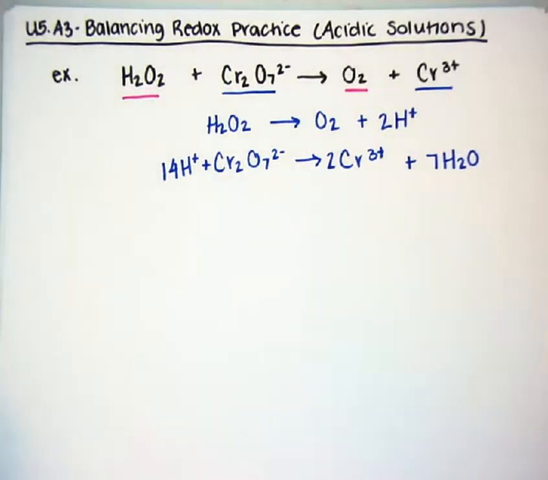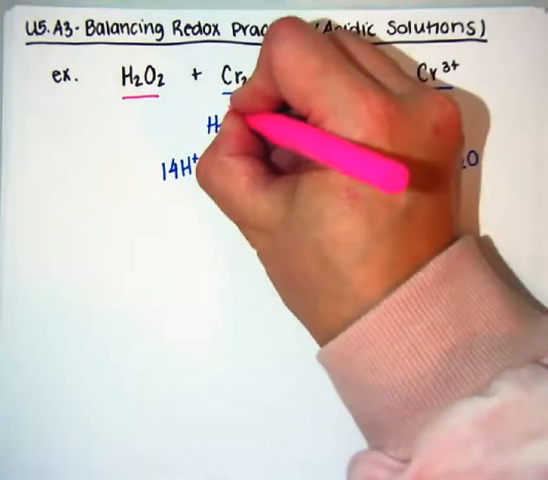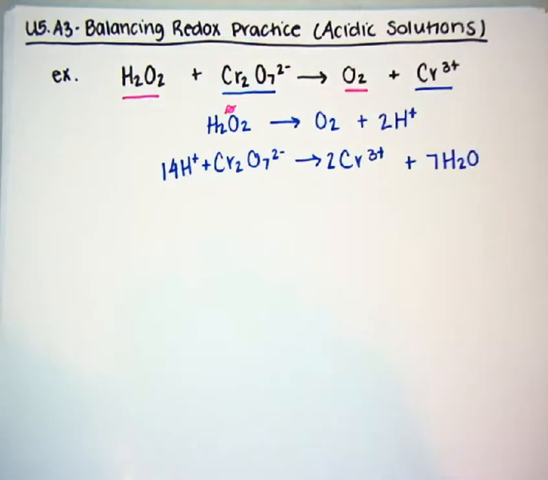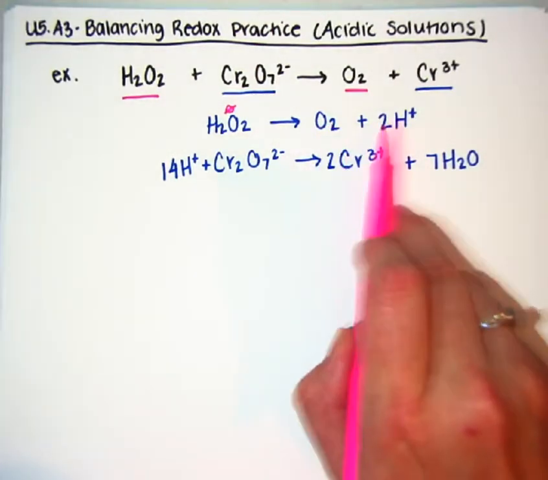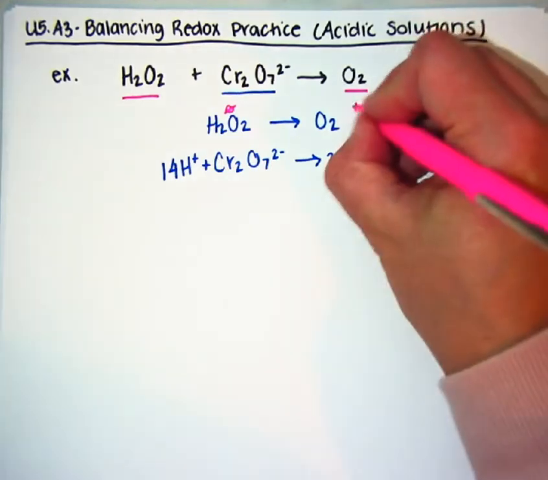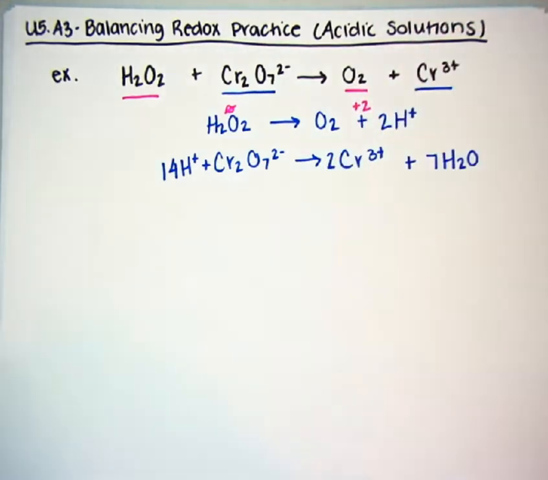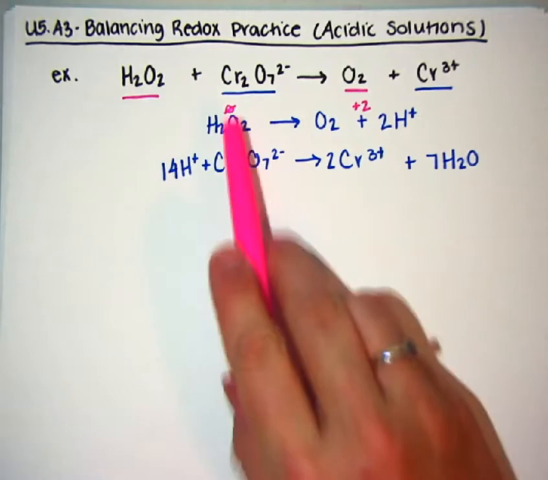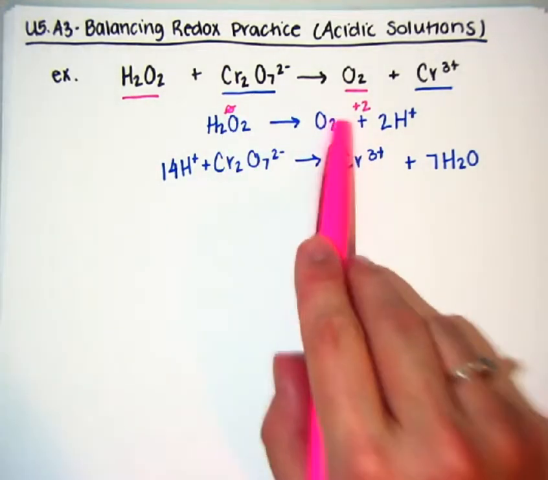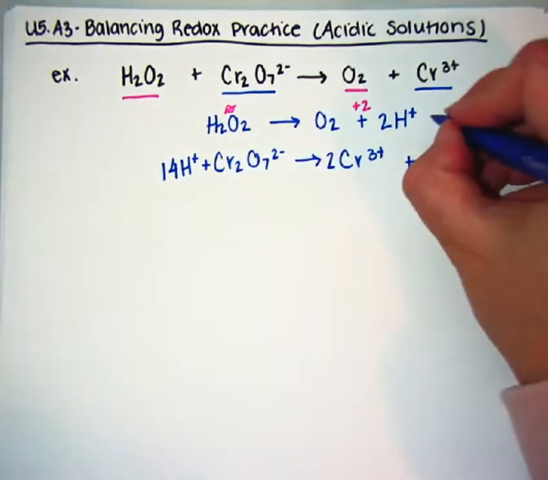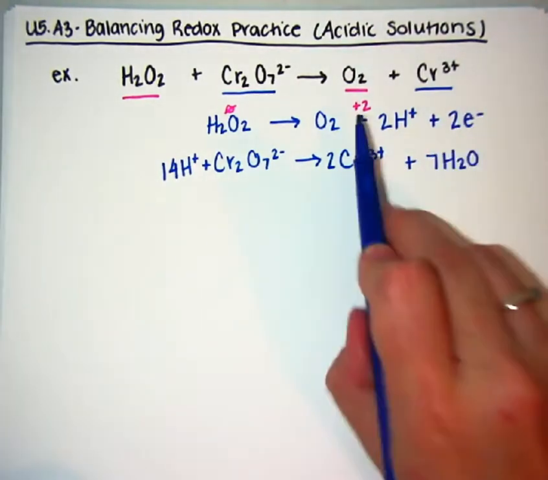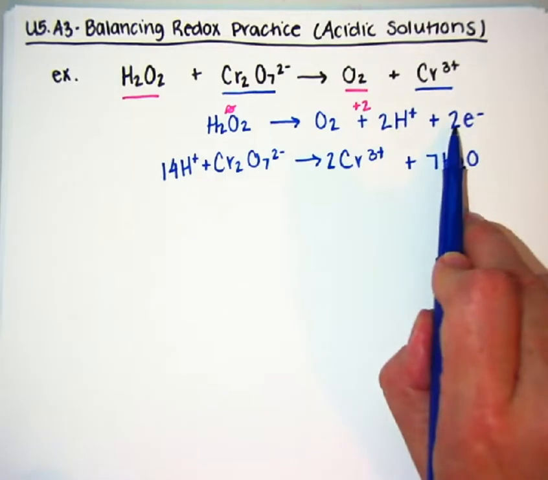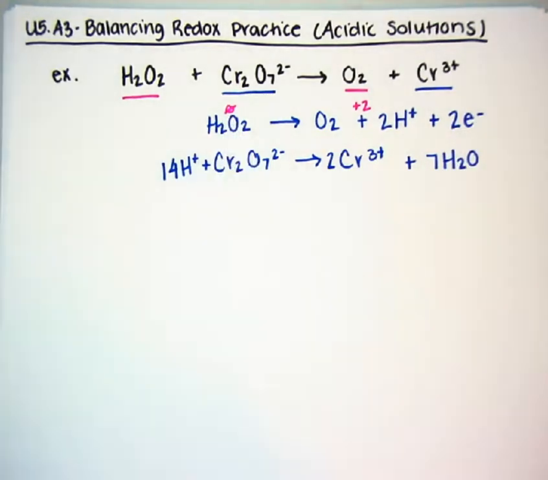Next, balance charge by adding electrons. Hydrogen peroxide is neutral. Oxygen is neutral. 2 times a positive 1 gives me a charge of plus 2. I need these charges to be equal. Electrons are negative. So I need 2 electrons and I need them on the product side. Positive 2 plus a negative 2 gets me down to 0.